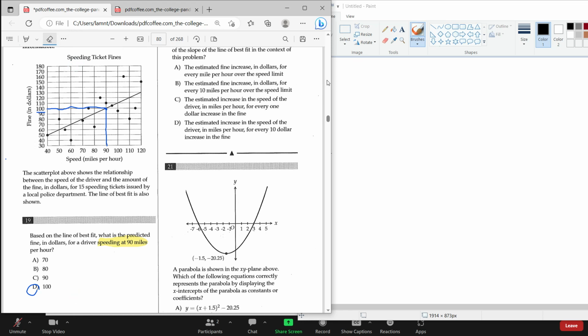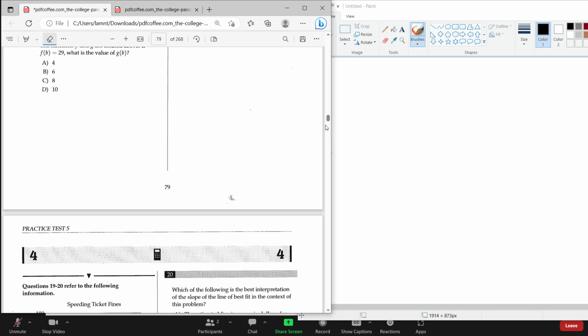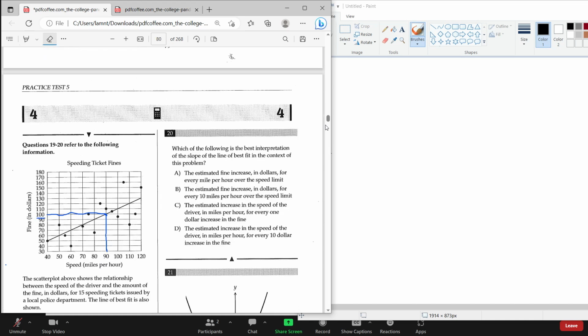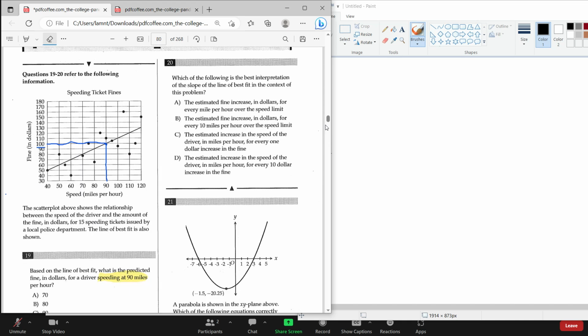Okay, so for 20, which of the following is the best interpretation of the slope of the line of best fit in the context of this problem? Choice A, the estimated fine increase in dollars for every mile per hour over the speed limit. Okay, so more speed, more fine. That's reasonable, right?